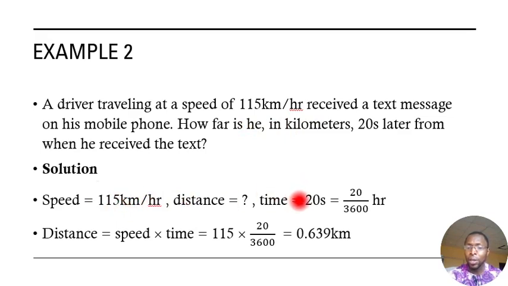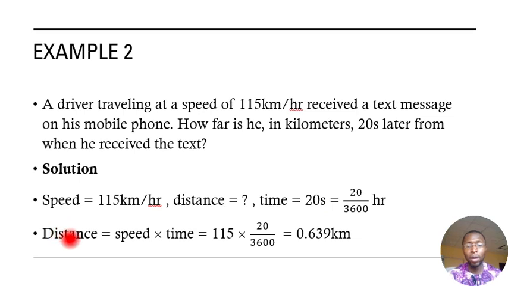And then our time, which is in seconds, needs to be converted to hours, because the speed has its time in hours. So 20 seconds in hours will be 20 divided by 3,600. And everything here is now in hours. So our 20 seconds in hours is now 20 over 3,600 hour. The reason being that we want to get our distance in kilometers, and we really love the hour to cancel the hour here. That is why we have to convert this.